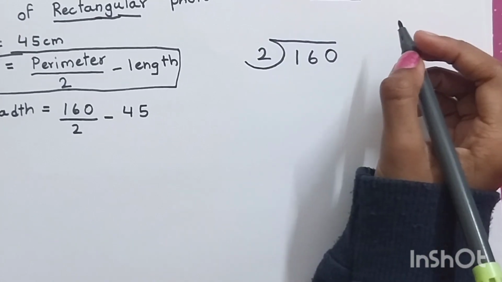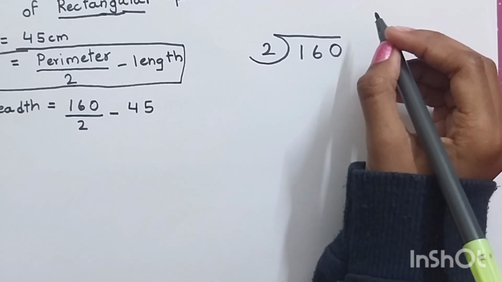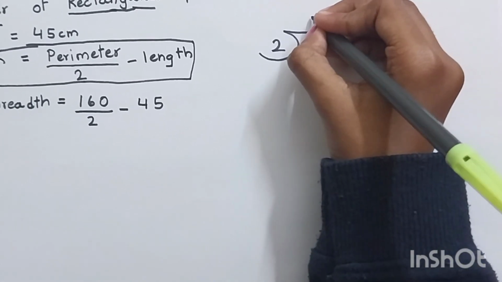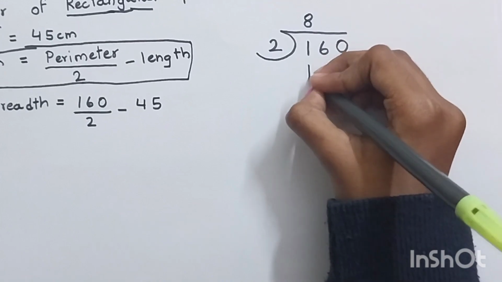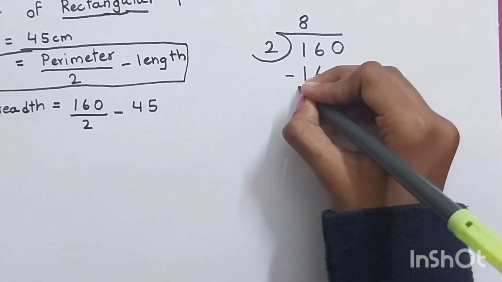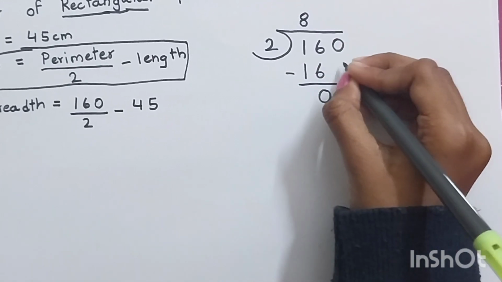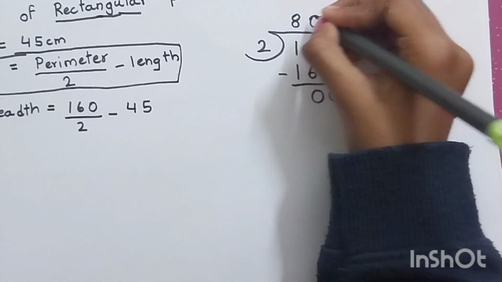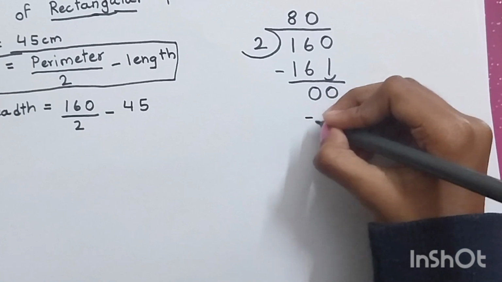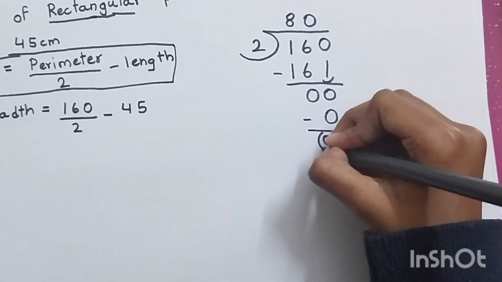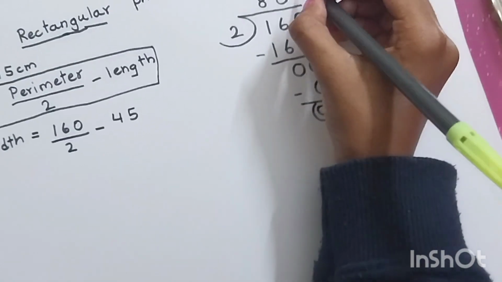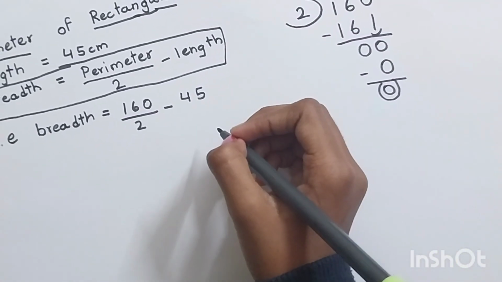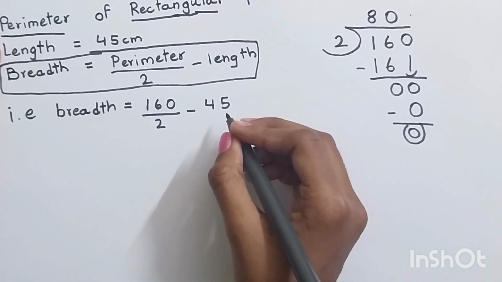So, 2 ones are 2. In the 2 table, where does 16 come? 2 8s are 16. 16 minus 16, what will the answer be? 0. We have to take down that 0. As it is 0, we put 0 above. So the remainder is 0, and 160 by 2 equals 80.